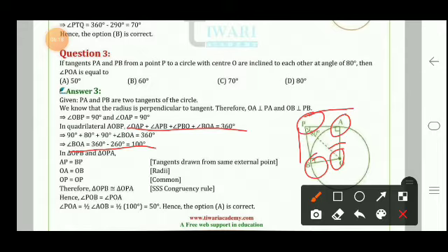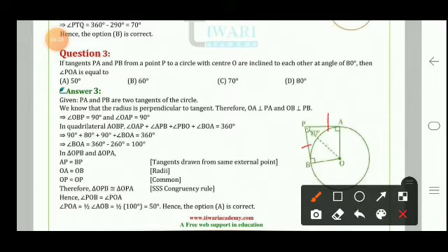Now we know that triangle OPB and triangle OPA are both congruent. How? Look here, as AP is equal to PB, OA is equal to OB, and this side is common. So by SSS both the triangles are congruent, therefore the angles are equal. Which angles are equal? Angle POB is equal to angle POA. So both the angles are equal, so dividing into half, 100 upon 2 will be 50. So 50 is the answer.